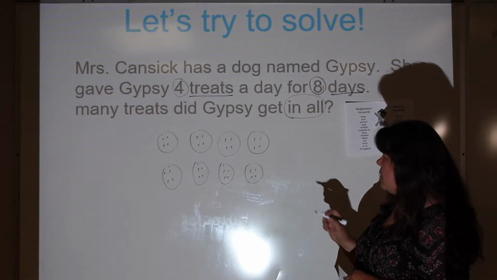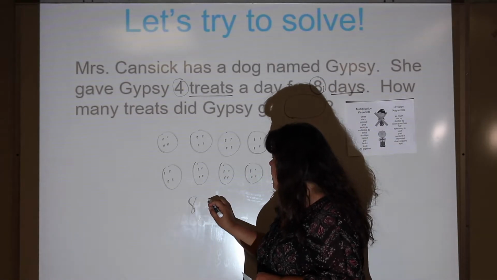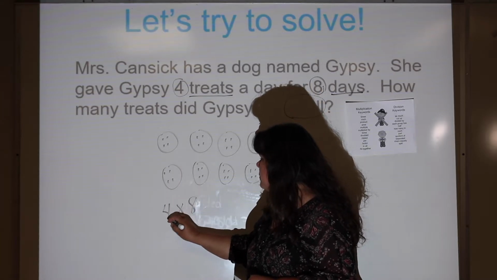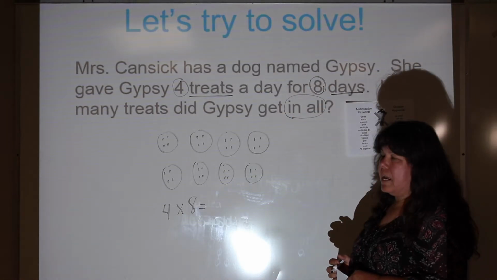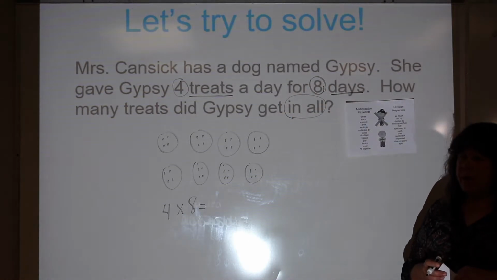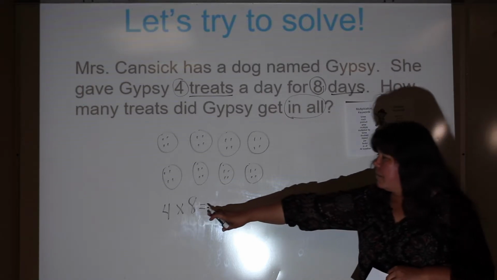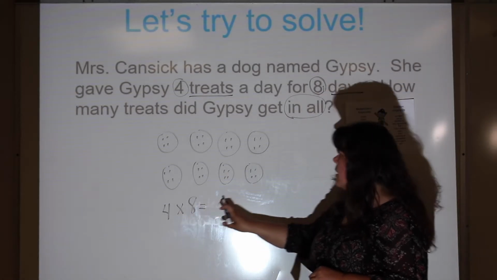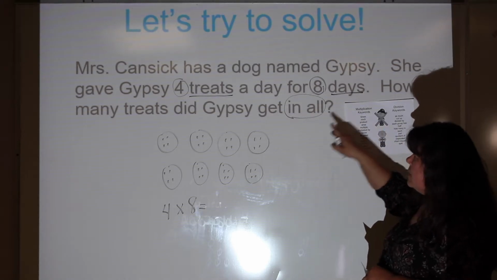So I could write this out this way. I have 8 days. Or I could go the other way. And there are 4 treats in every day. 4 treats every day. So that is 4 times 8. And I know we probably don't know that by heart yet, but we can count all of those little dots to figure out what our answer would be. So this is going to have my equation here. Remember, these numbers are called factors, and I'm looking for my product. In multiplication, the product is our answer, and that also lets us know.